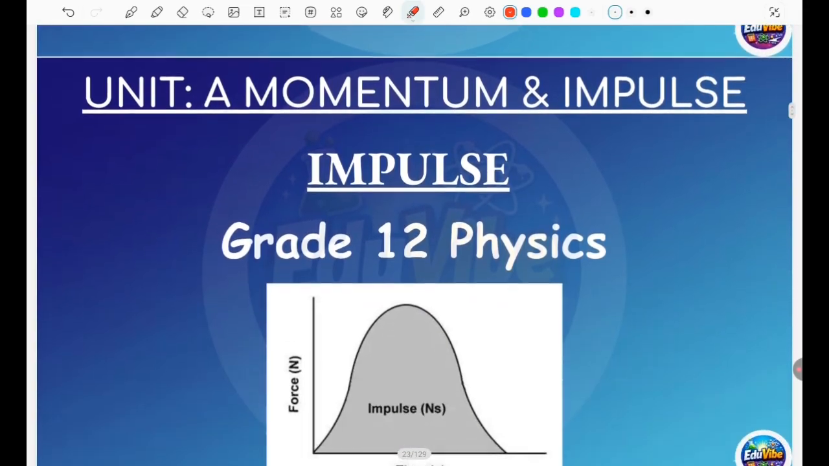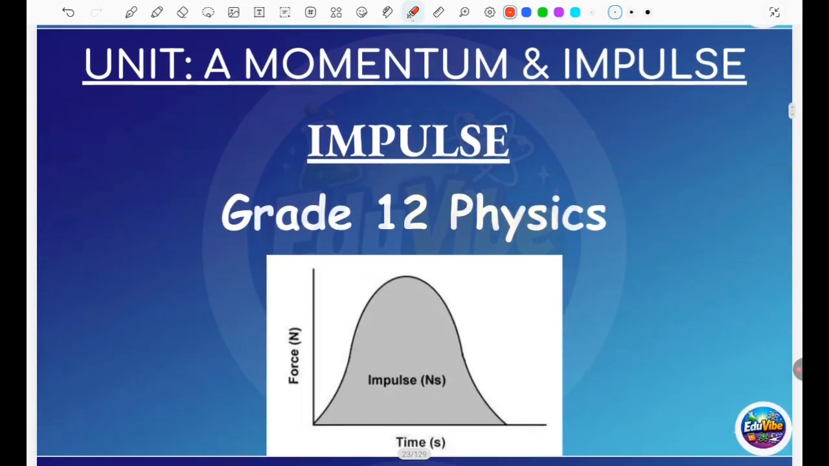Today we will start with the second topic of the momentum and impulse unit, which follows the previous lesson, which was momentum. Today we will do impulse. Impulse is a topic where we also have to do graphs, like a force-time graph, which we will deal with in later lessons.